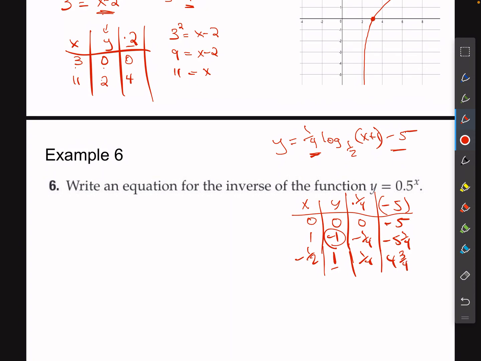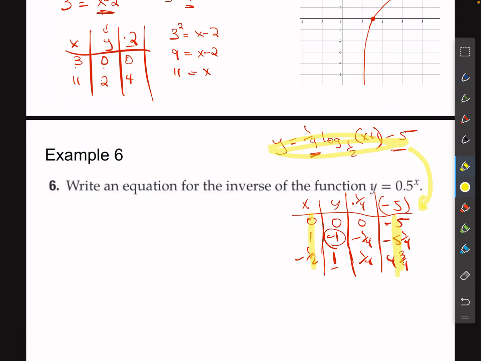Okay, so those are some points. And then you would use these points: 0, negative 5; 1, negative 5 1/4; negative 1/2, 4 3/4. So I encourage you, if you get to these harder logarithms and they want you to graph these, to put them into Desmos, but then come back to this video and maybe see how I set this up.